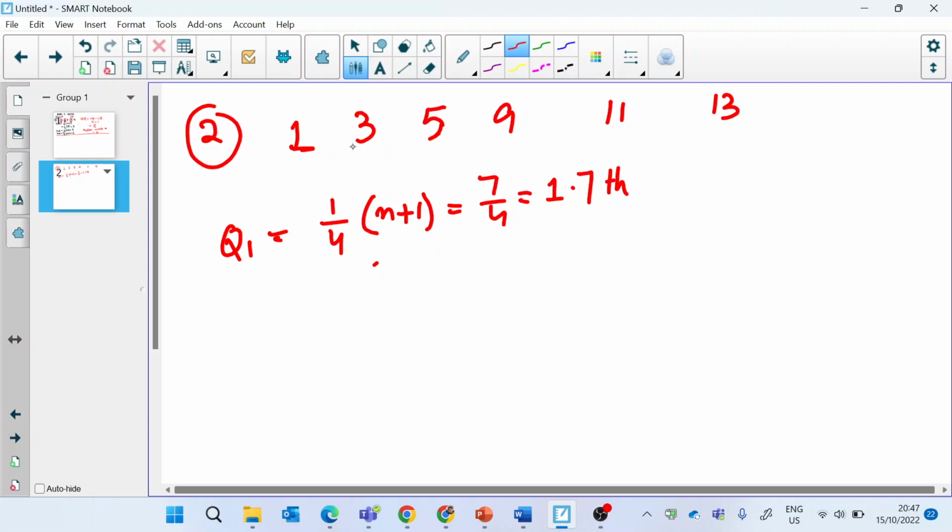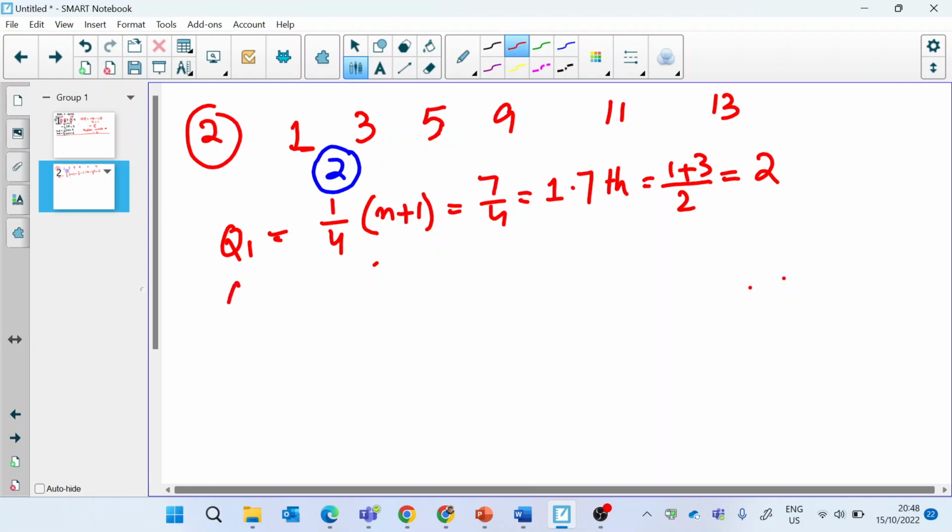Now we have to take the average, or the mean, of the first and second value. The first value is 1 and the second value is 3, over 2, and the mean is 2. So here the Q1, or the lower quartile value, is 2. So we can write that 2 is our lower quartile.